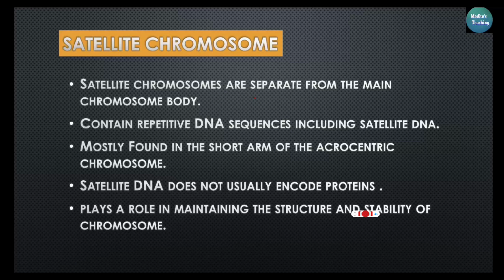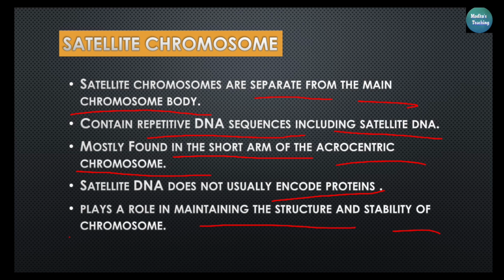Now, satellite chromosome. It is a region located near the chromosome and appears separated from the main chromosomal body, and it contains repetitive DNA sequences, including satellite DNA. Satellite DNA is nothing but the DNA which is present inside the satellite, and it is mostly found in the short arm of the acrocentric chromosome. Satellite DNA doesn't code for any proteins, and it plays a major role in maintaining the structure and stability of the chromosome.